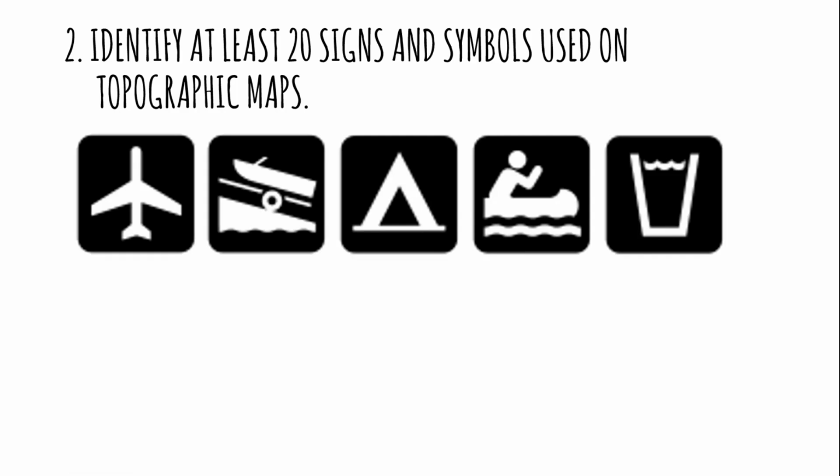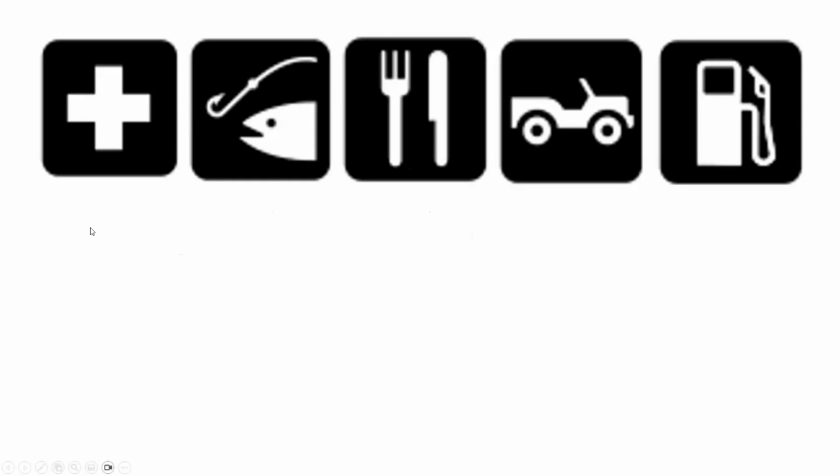A glass of water. What could that mean? Drinking fountains, right? Water fountains. Okay, so we need those. Sometimes we run out. Okay, the next one. First aid. It could indicate there is a first aid station there. There is a medical center there. You can get medical assistance. Next one. Fishing. Fishing areas, right?